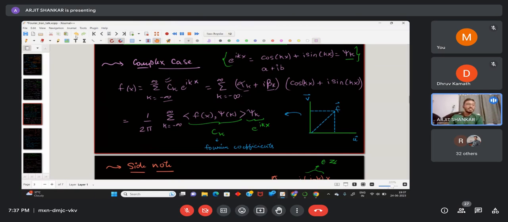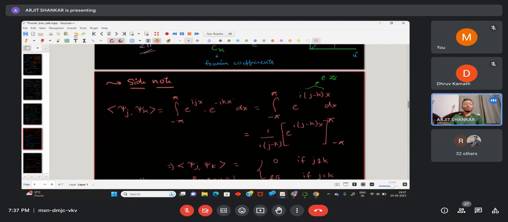Now, what is this c of k? c of k is again the Fourier coefficient. So the same logic as before: how much of f of x lies in psi of k? That will give us c of k, meaning the projection of f of x on psi of k. Both are different. We are going from time domain to frequency domain, so we are going from f of x to psi of k. It's like that. And this psi of k is e to the power ikx itself. So we can rewrite it in this form, where 1 over 2 pi is again the normalization factor, and c of k is the Fourier coefficient.